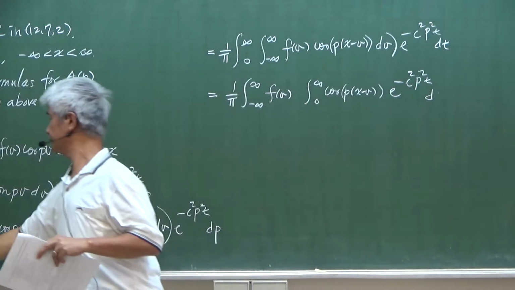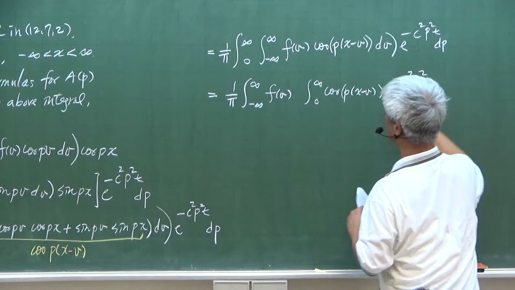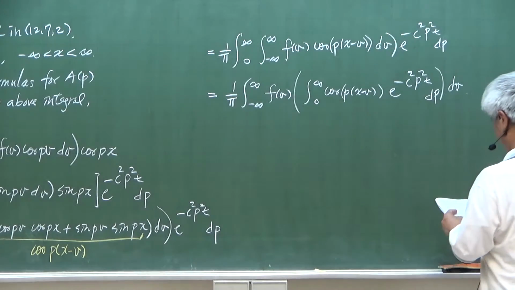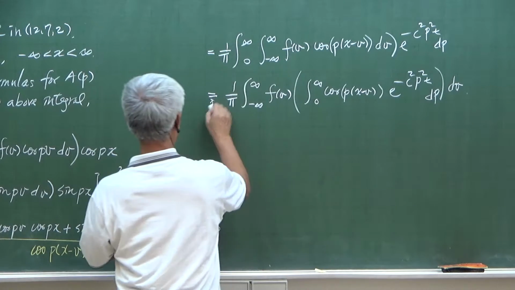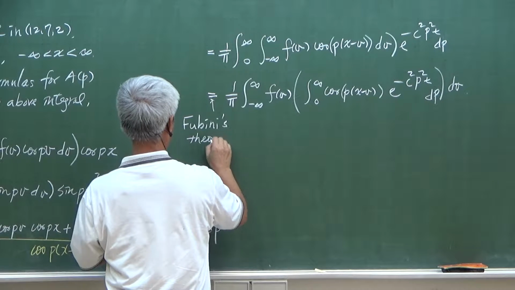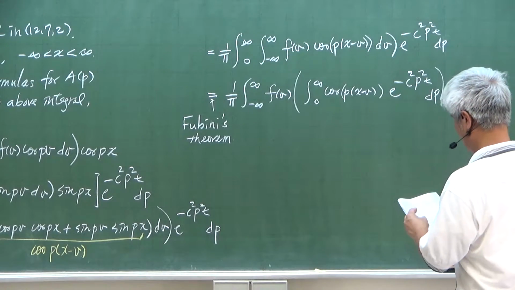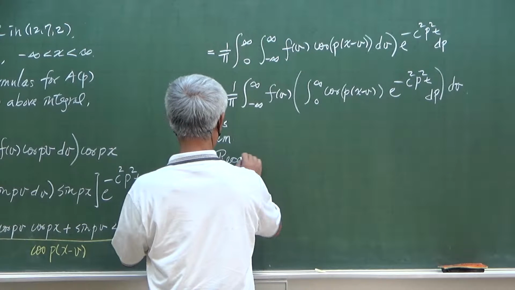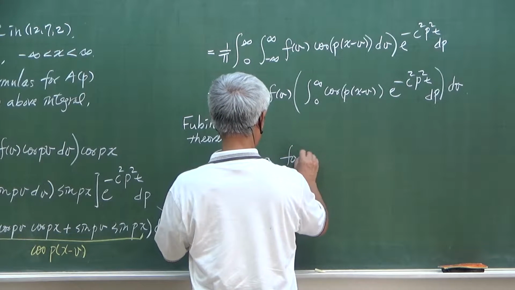sorry, this is p, sorry, the dp and the dv. Okay, and this is by Fubini's theorem. Okay, so and recall the formula.